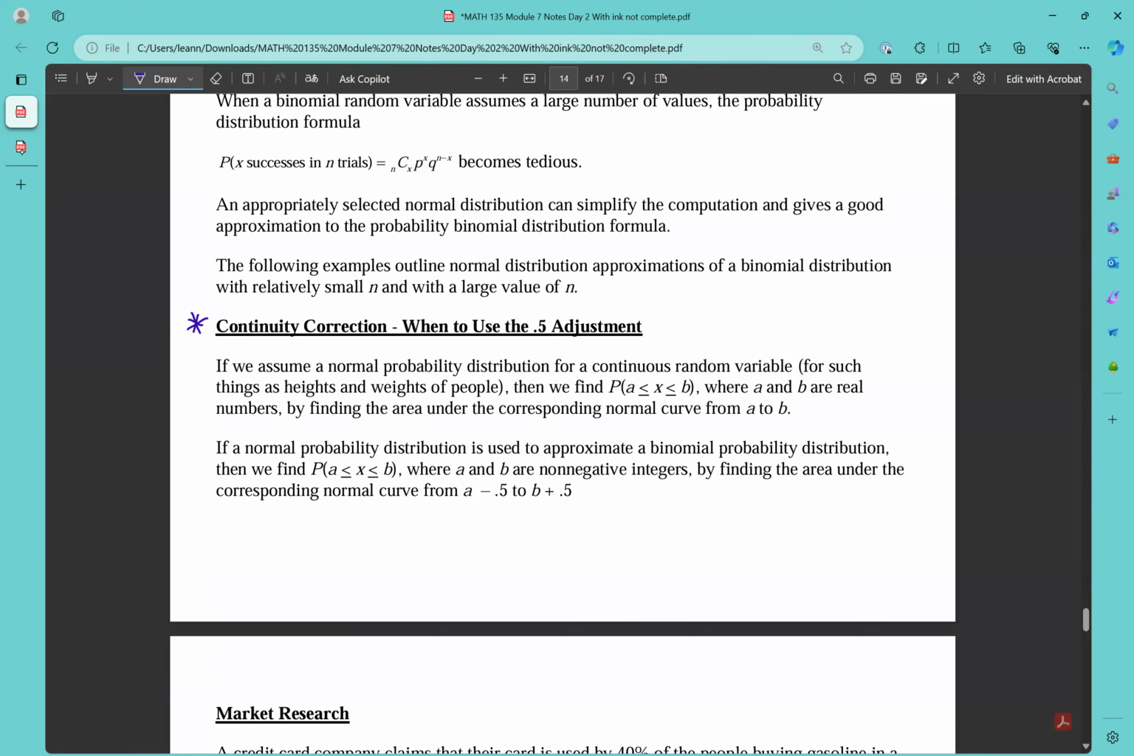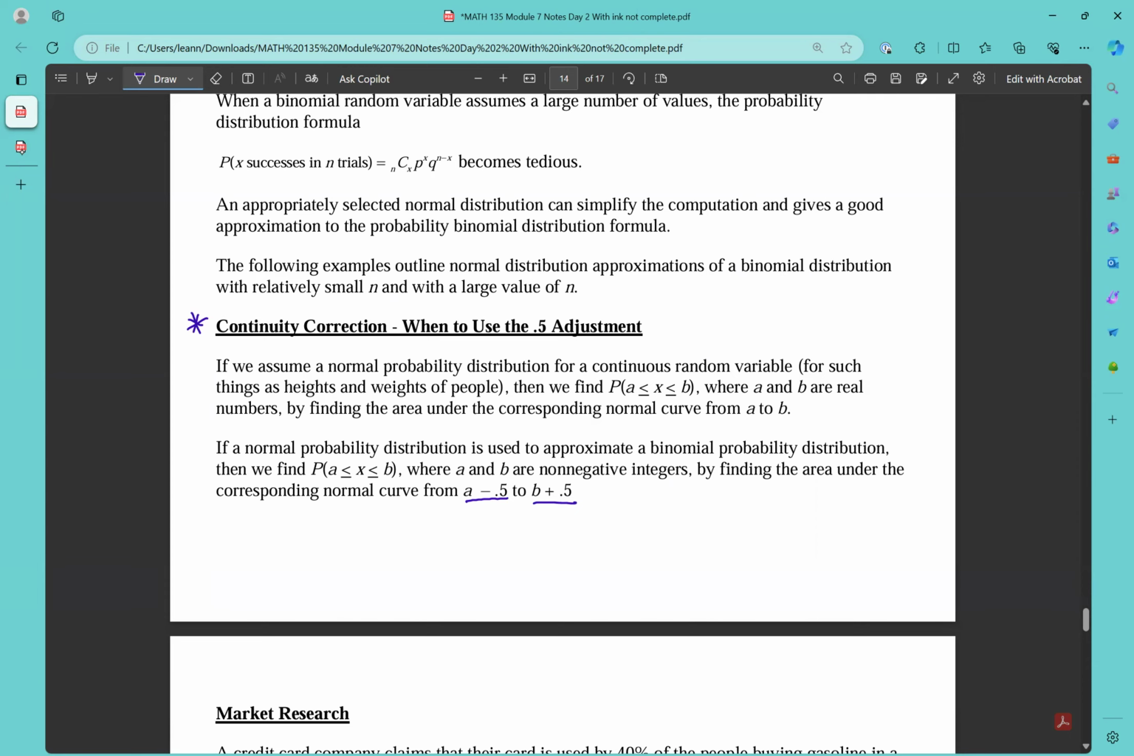If a normal probability distribution is used to approximate a binomial probability distribution, then we find P of A ≤ X ≤ B, where A and B are non-negative integers, by finding the area under the corresponding normal curve from A minus 0.5 to B plus 0.5. So this is only when we're doing between. I'll show you how to adjust this if you're doing less than or greater than in just a minute.